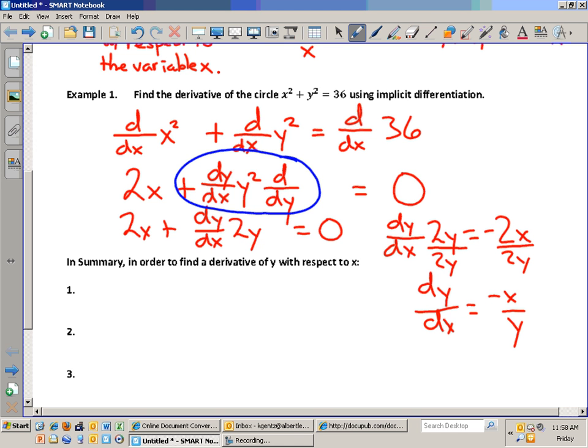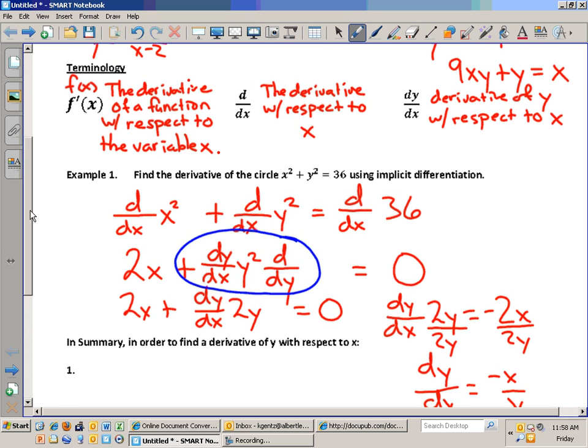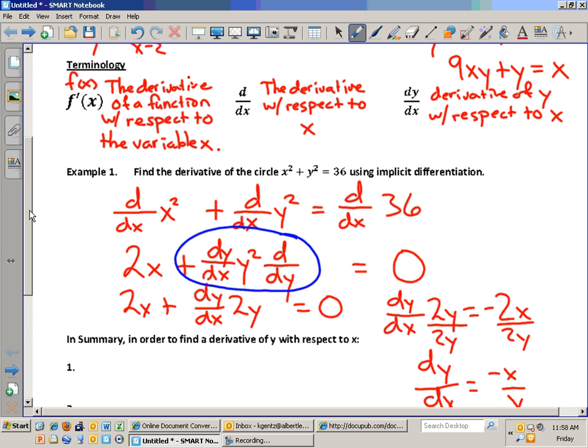Question? Right here, I needed to divide the 2y off so I could just solve for dy over dx. dy over dx represents the derivative of y with respect to x. So I want to solve for just that piece to identify what it actually is.